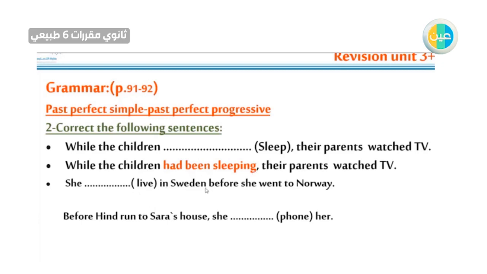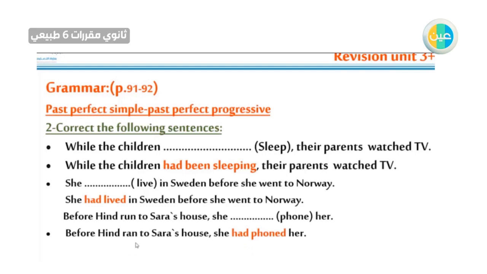She lived in Sweden before she went to Norway. So we have two actions: live, went. Both of them in the past. So the oldest one will be past perfect. Had lived. Before Hind ran to Sarah's house, she found her. So we have two actions in the past. One of them is older than the other. So the oldest one will be what? Past perfect. Before Hind ran to Sarah's house, she found her.